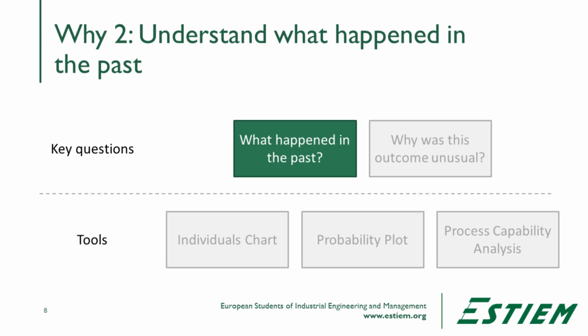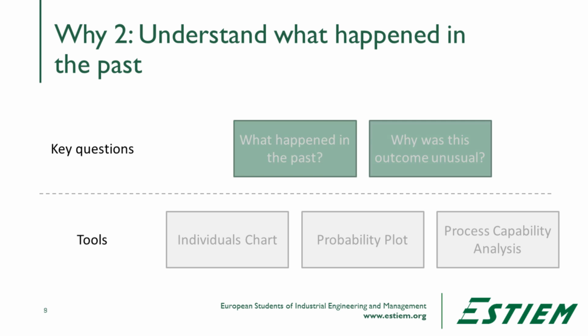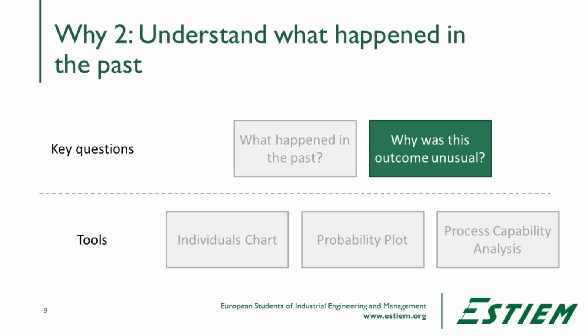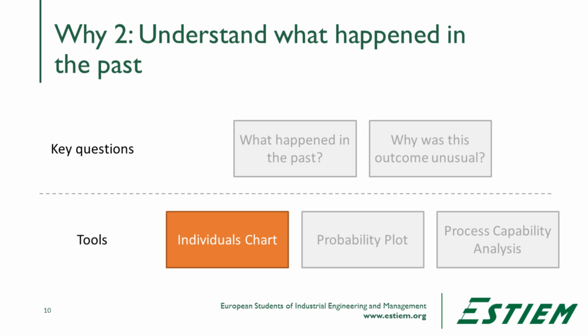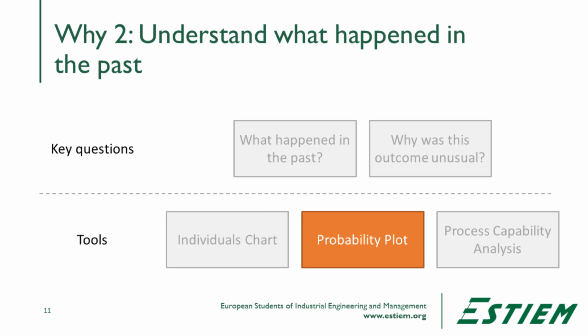The second why we ask is we want to understand what happened in the past. Why was this particular process outcome unusual? So we might take a slice of the pie chart, or one histogram out of the Pareto chart, or one segment out of the tally listing. And there are a number of tools we can use to inquire. We can use the individuals chart and look at the time domain. We could use a probability plot and look at the sequence of these activities as probability of occurrence.